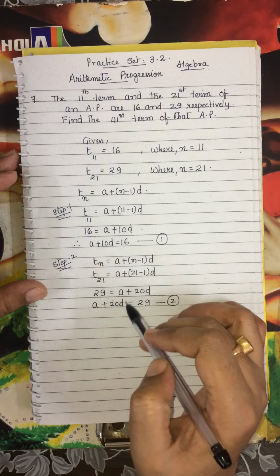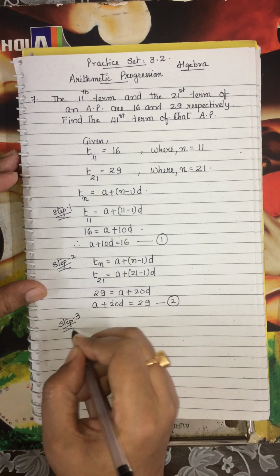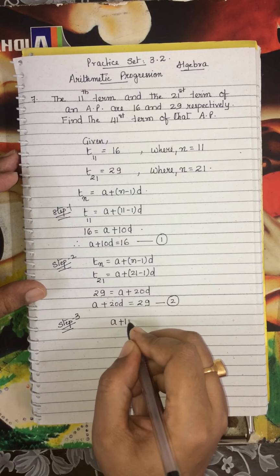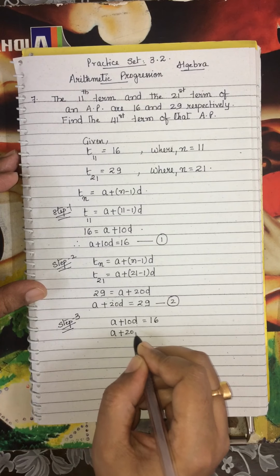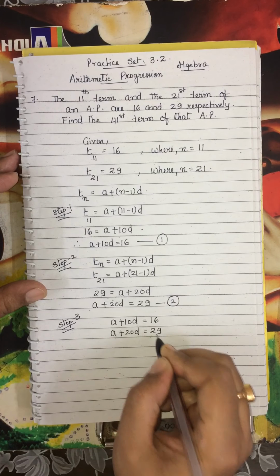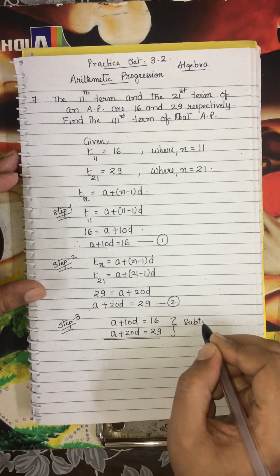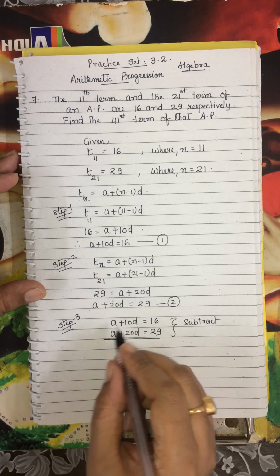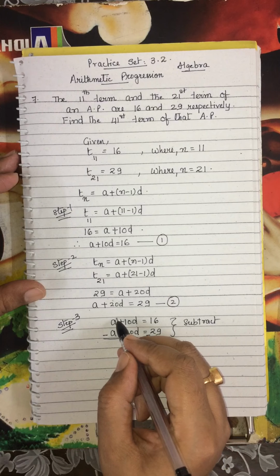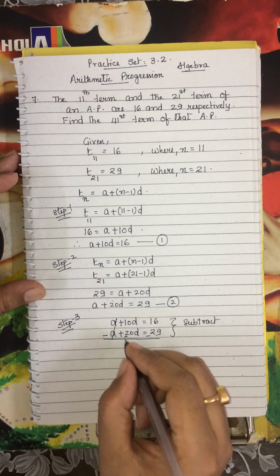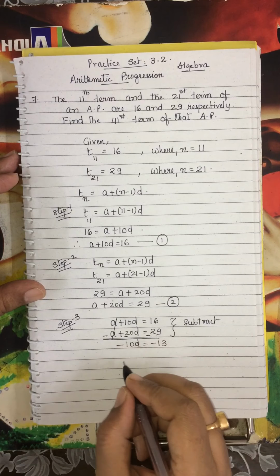Now these are the two linear equations, children, and to find a and d we can use any of the methods: the elimination, the substitution, or the Cramer's rule, or the graphical method. Here I am using the elimination method. I am subtracting both the equations because all are positives. We need to remove some of the terms, so subtraction will change the signs. We get minus 10d is equal to minus 13.